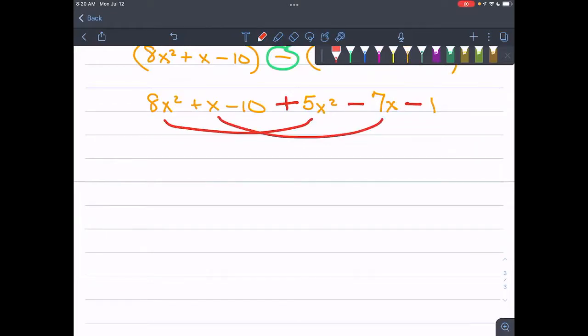Just drawing a line between the like terms, 8x squared, 5x squared. Keep in mind that's positive 1x. So 1x and negative 7x. You've got $1 in the bank account, you take out 7. And negative 6x. And then also the negative 10 and negative 1. Negative 11.